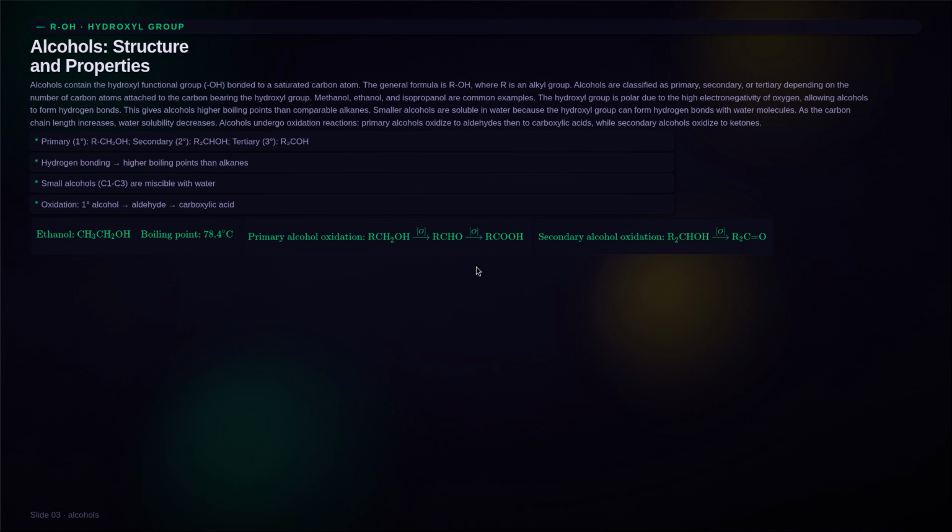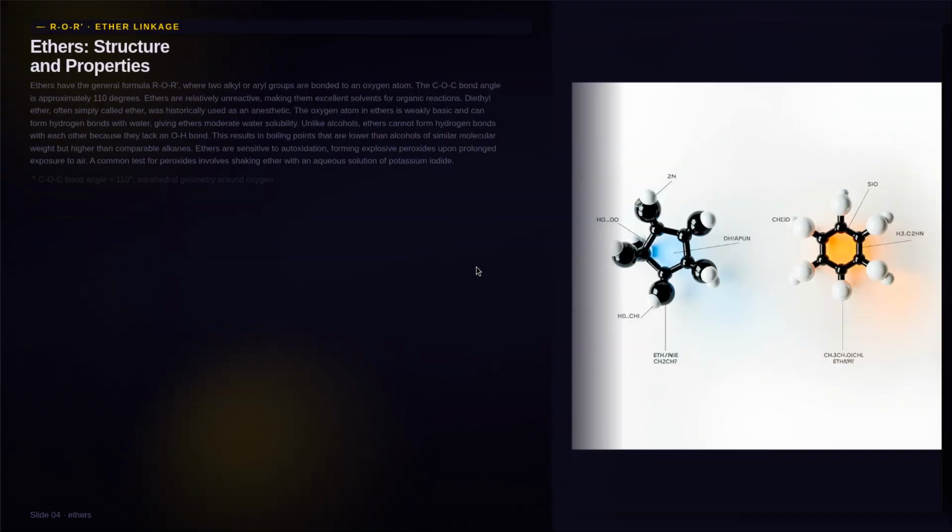The hydroxyl group is polar due to the high electronegativity of oxygen, allowing alcohols to form hydrogen bonds. This gives alcohols higher boiling points than comparable alkanes. Smaller alcohols are soluble in water because the hydroxyl group can form hydrogen bonds with water molecules. Alcohols undergo oxidation reactions. Primary alcohols oxidize to aldehydes, then to carboxylic acids, while secondary alcohols oxidize to ketones.